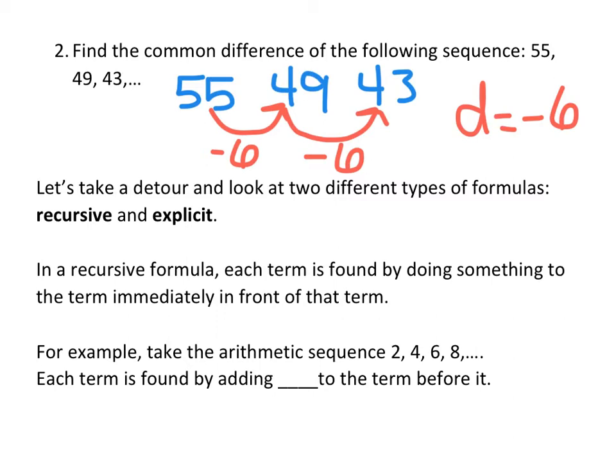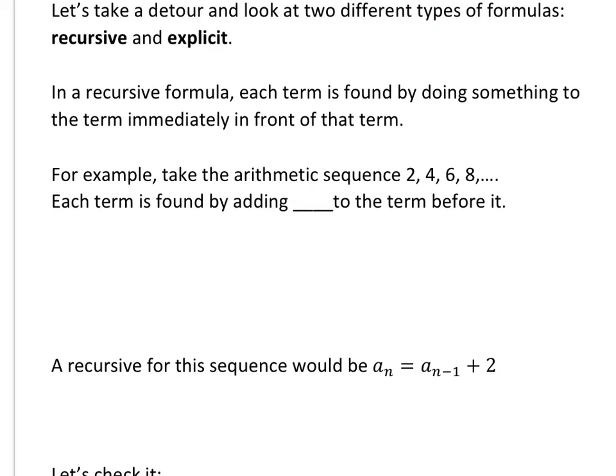For example, take the arithmetic sequence 2, 4, 6, 8. Each term is found by adding what to the term before it? So to go from 2 to 4, what do we add? 4 to 6, what do we add? 6 to 8, what are we going to add? It's going to be 2, right? We're going to add 2. So a recursive formula for this sequence would be a subscript n equals a subscript n minus 1 plus 2.